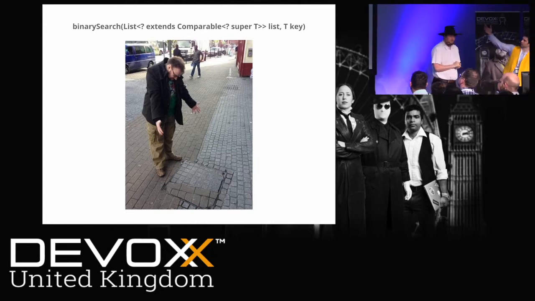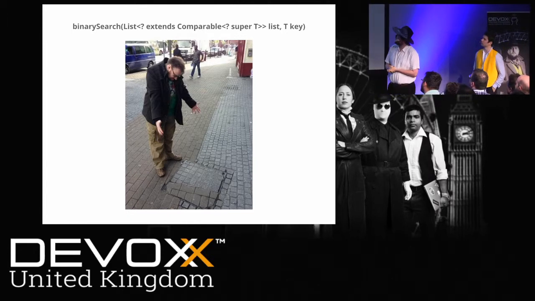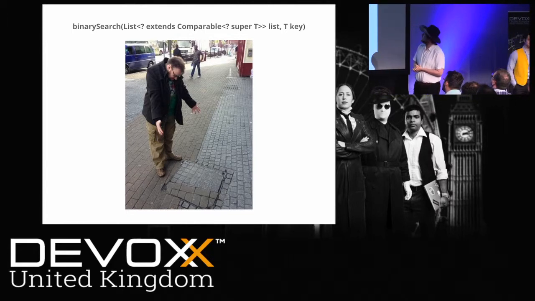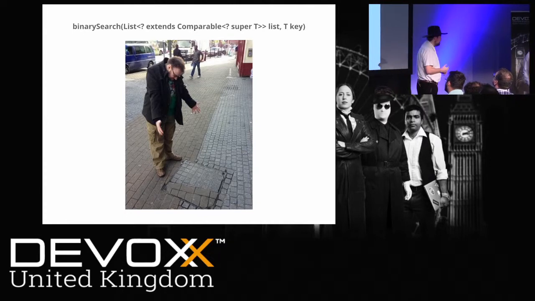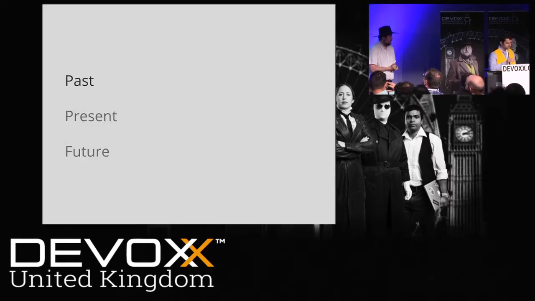What about this code over there? Well, that looks equally confusing. What's going on? Question mark extends Comparable, question mark super T. What's going on there? Well, maybe we should talk about it a little bit. Yeah, let's go through that kind of thing.